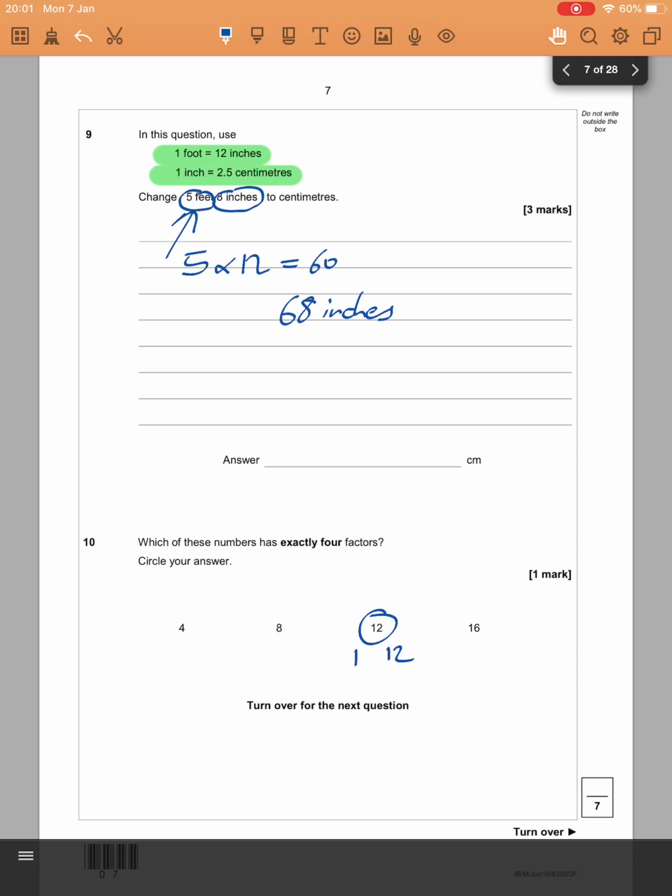So does 2 go into 12? Yes, it does. How many times does it go in? It goes 6 times. There's another pair of factors. Does 3 go into 12? Yes, it does. How many times? 4. So that's a pair of factors. Does 4 go into 12? Well, yes, it does, because we've already written it down. So we're finished now. We've got all our factors of 12. So that's not the right answer, because we want to circle the answer that has exactly 4 factors.